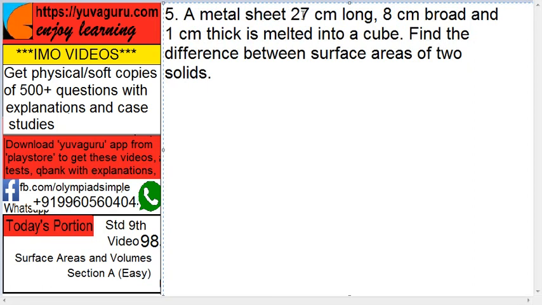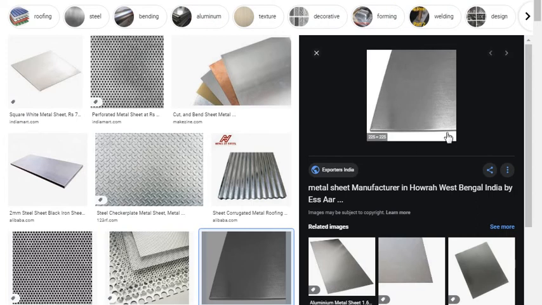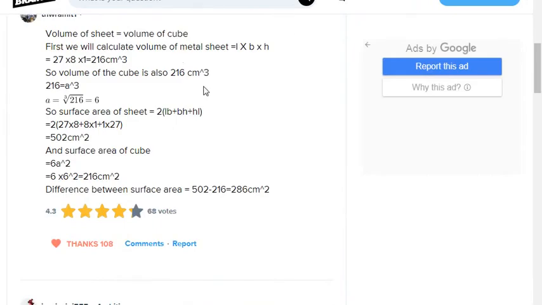A metal sheet 27 centimeter long, 8 centimeter broad and 1 centimeter thick is melted into a cube. Find the difference between the surface areas of the two solids. Here, this is a metal sheet of the dimensions given, and we have melted and converted the whole metal into a cube. So the important part is that the volume of the sheet will be equal to the volume of the cube because the metal does not change. So just find the volumes of both and equate them.